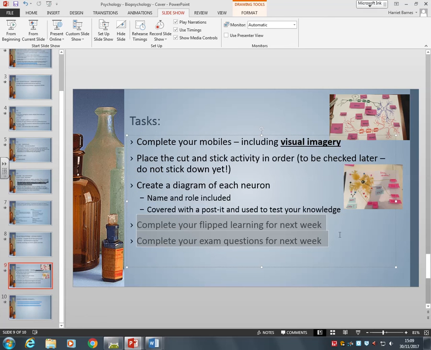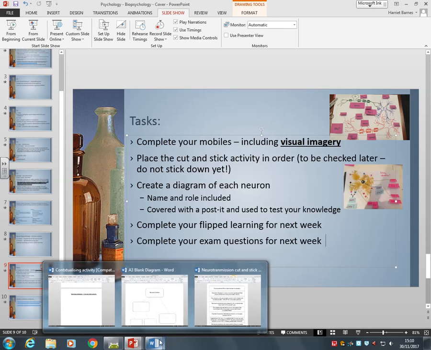If you complete both of those, you can start getting on with the flipped learning for next week and your exam questions for next week, and I'll talk you through those in a minute, so you can get a real head start. So it's absolutely beneficial for you to be focused and complete everything, bearing in mind we're going to go over it next week, and I will assume that you already know something about it, so make sure you also fully understand it. So pause, work through those.